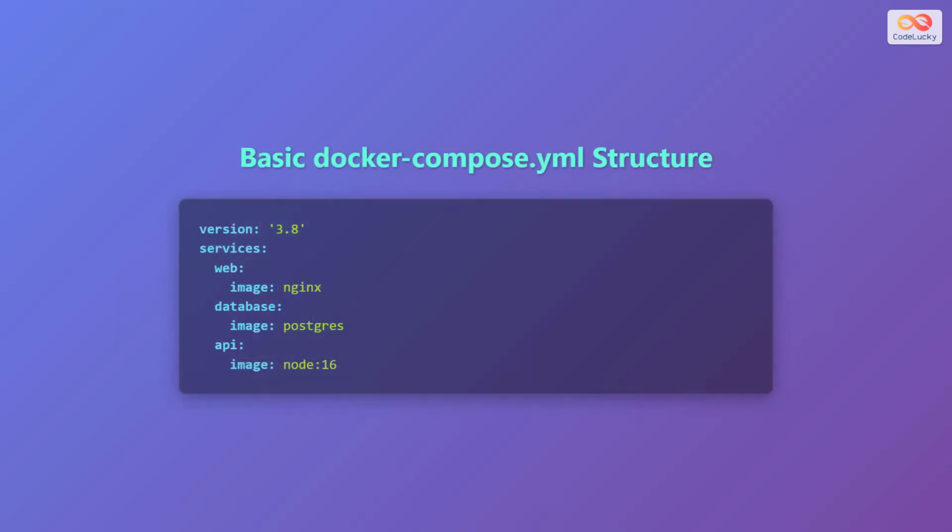Here is a basic Docker Compose YAML file structure. It starts with the version of the Compose file format such as 3.8. Then we define the services. Each service represents a container. In this example, we have 3 services. The first one is Web, which uses the Nginx image. The second one is Database, which uses the Postgres image. The third one is Application Programming Interface or API, which uses the Node version 16 image.